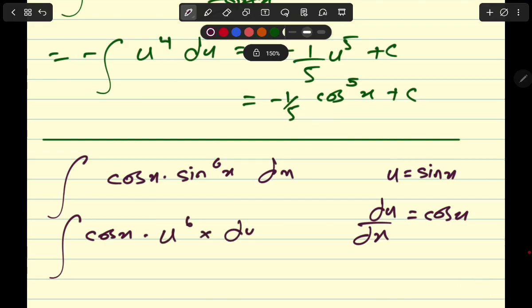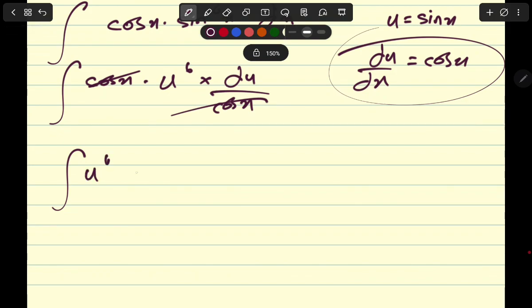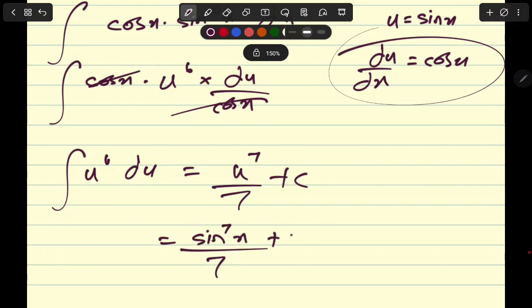dx is nothing but du upon cos x from here. And now I'm going to cancel cos x with cos x. So I'm left with the integral of u^6 du, which is nothing but u^7 upon 7 plus c, and u is nothing but sine x. So sine^7 x over 7 plus c. That's it. In just under 15-30 seconds you can evaluate it.